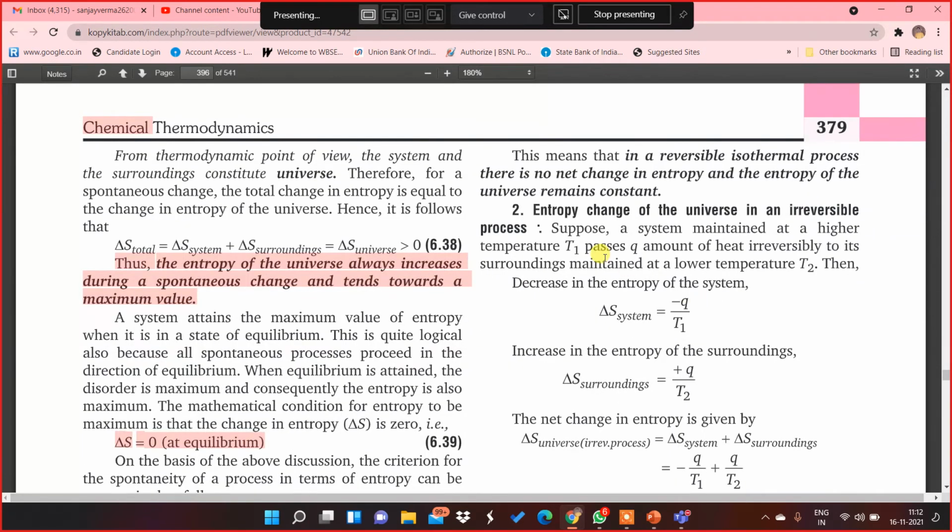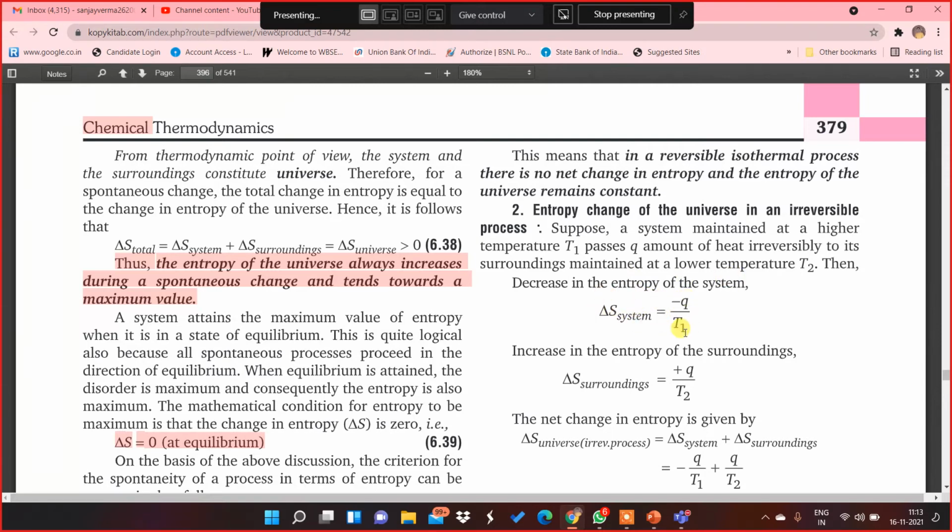Number 2, the entropy change of the universe in an irreversible process. Suppose a system maintained at a higher temperature T1 passes Q amount of heat irreversibly to its surroundings maintained at a lower temperature T2. Then what will happen? There will be a decrease in the entropy of the system. So the system is giving heat; it is losing heat to the surroundings. That's why there is a decrease in the entropy of the system, and delta S system becomes negative over here.